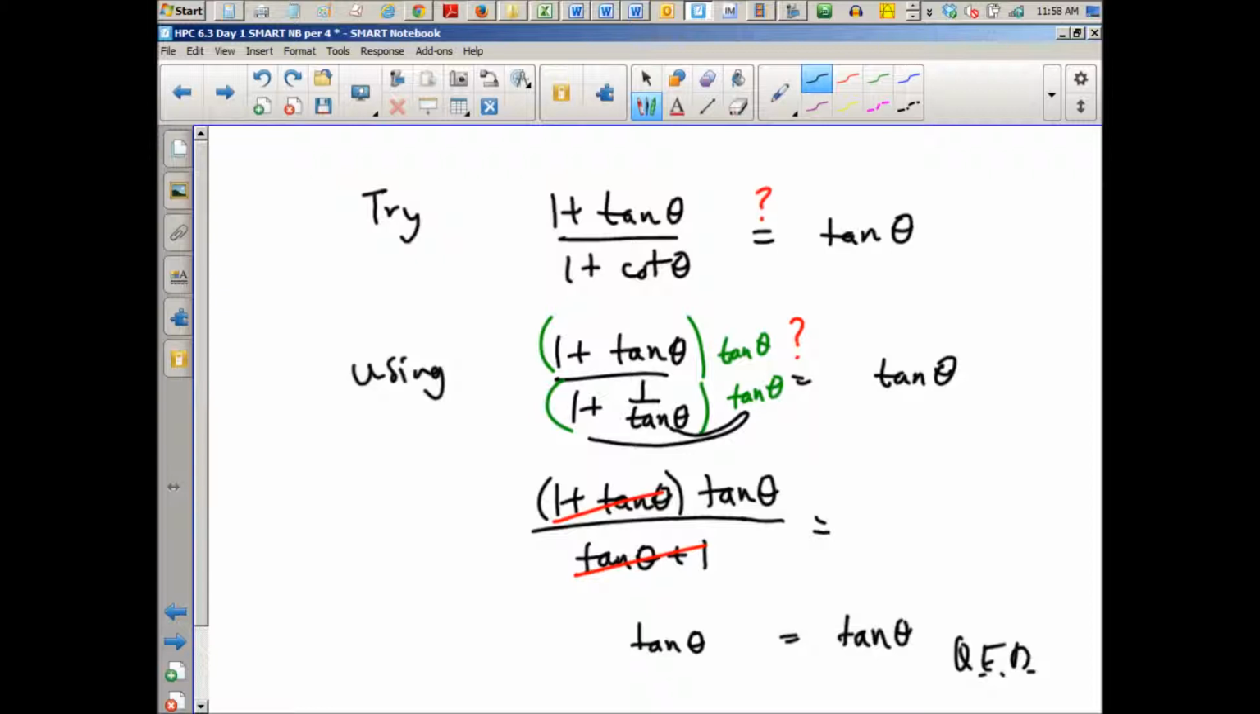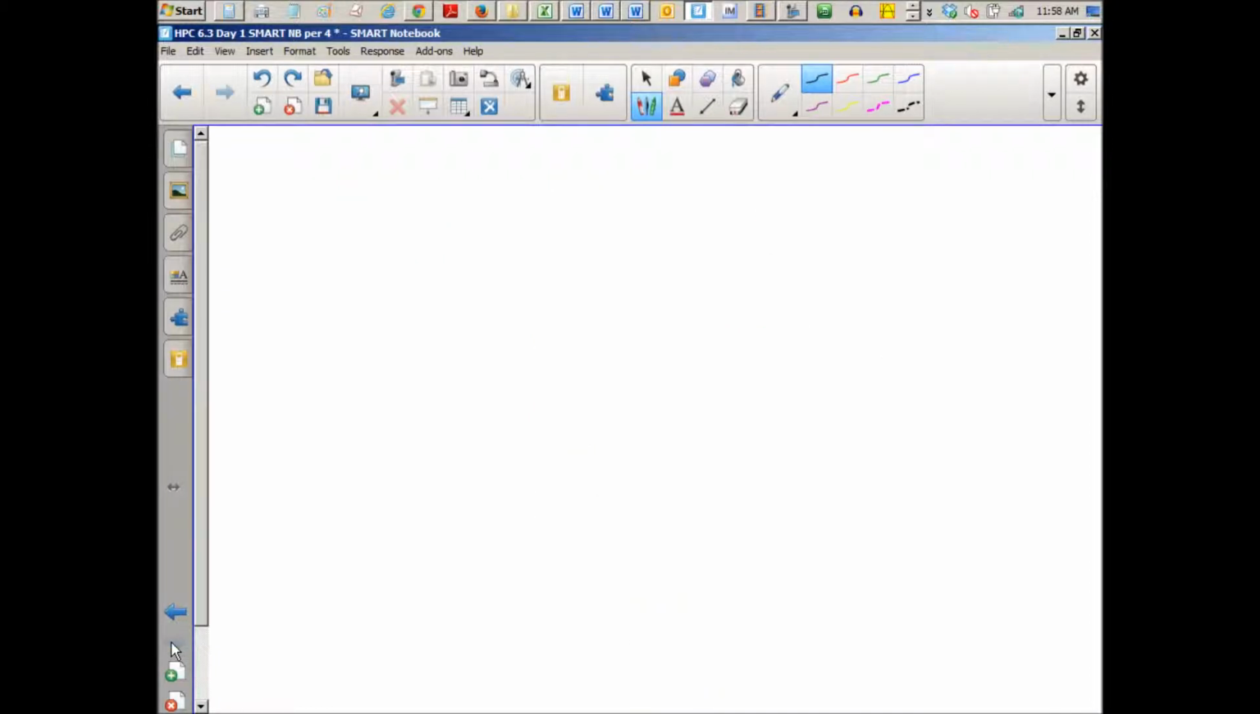So, okay, let's go on and try this one. This is another one I picked for you. This is a fairly hard one. I'll do one like this and then you try it.